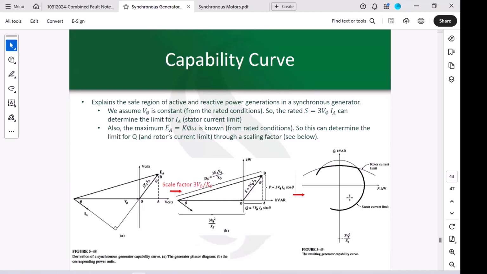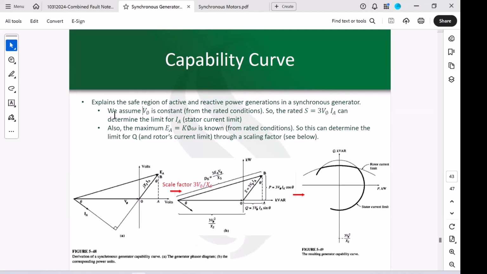This is a good operating point. This is a good operating point, but this is not a good operating point because it goes beyond those curves. This is not a good operating point, although it satisfies this circle, it does not satisfy this one, right? So it's beyond that. Therefore, you should always care about being under those curves collectively. So in general, we're explaining the safe region of active and reactive power generation.